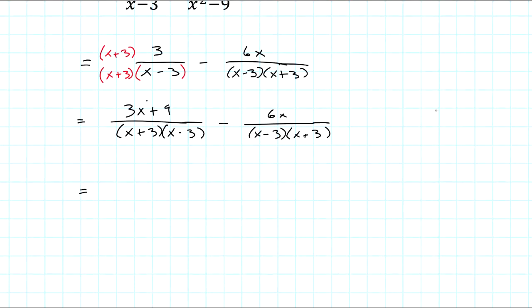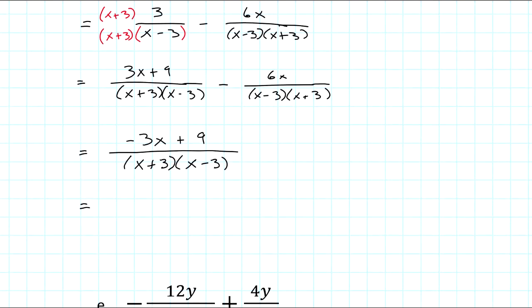All right, on top, we're going to combine like terms. We have 3x minus 6x will give us a minus 3x. And then the plus 9 doesn't have any like terms to add to it. On the bottom, we'll have the x plus 3 times the x minus 3 still. And then we can factor out a minus 3 from the top, leaving us with x minus 3. And then on the bottom, we have the x plus 3 times x minus 3.